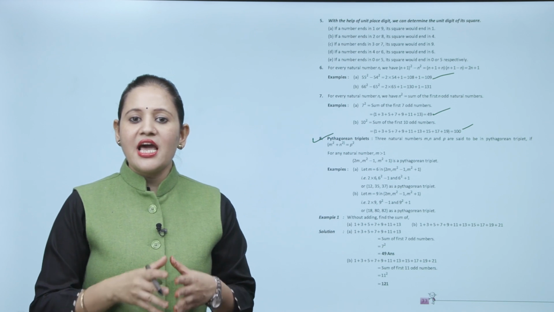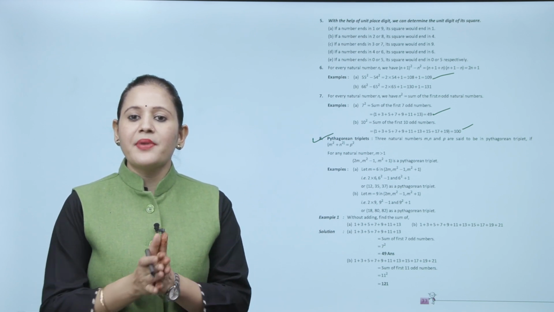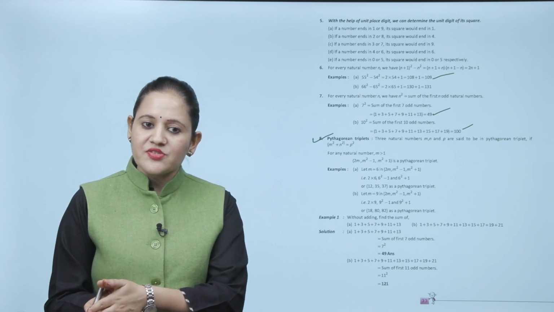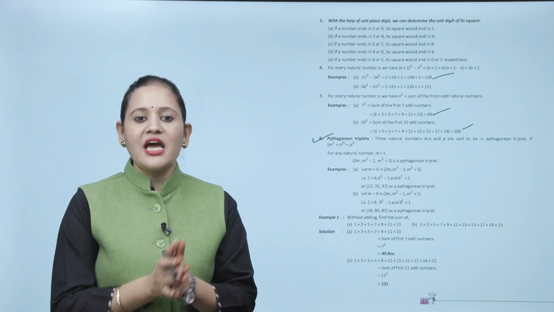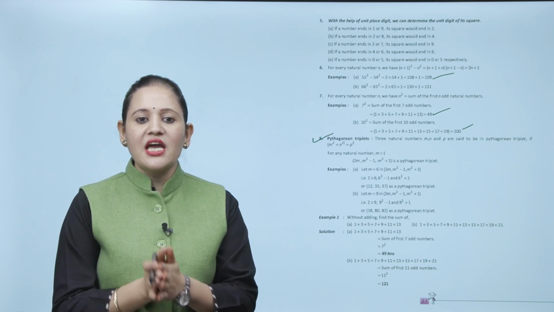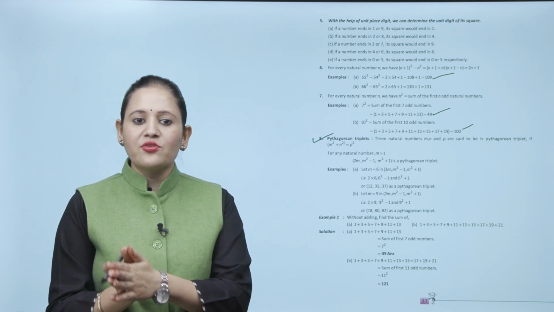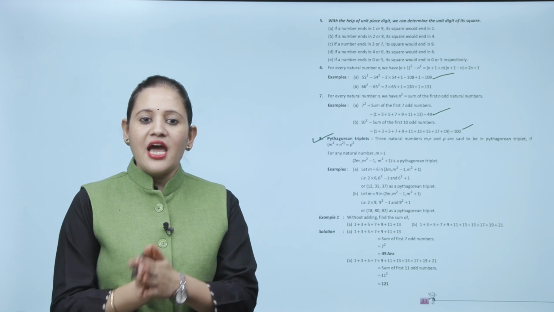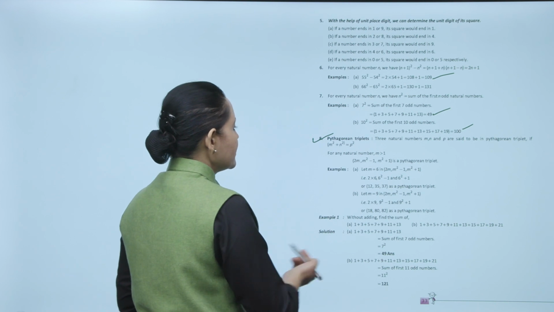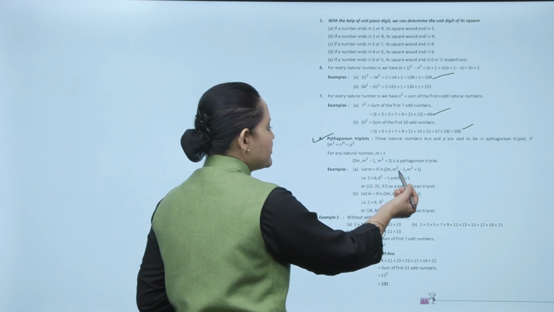Three natural numbers m, n and p are said to be the Pythagorean triplet if m square plus n square equals p square. For any natural number m greater than 1, 2m, m square minus 1, m square plus 1 is a Pythagorean triplet. For example, m equals 6.